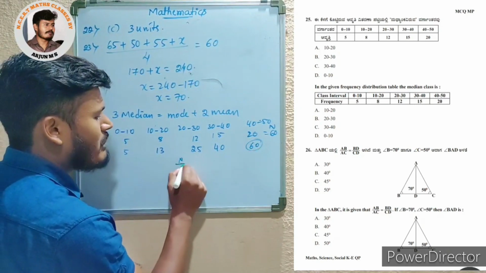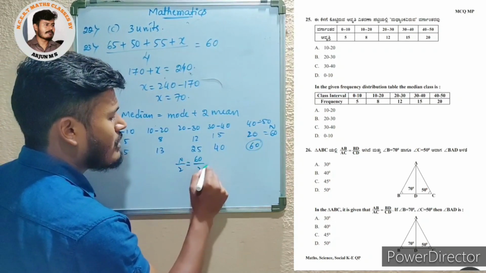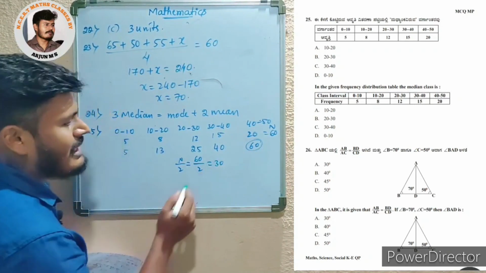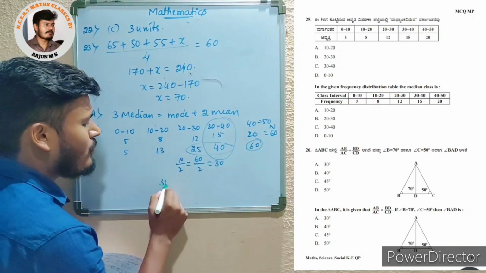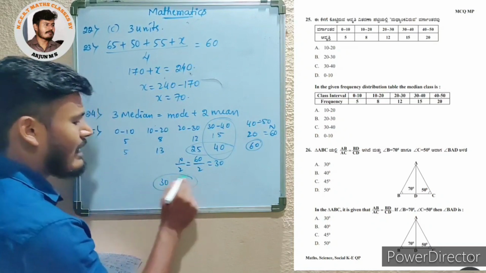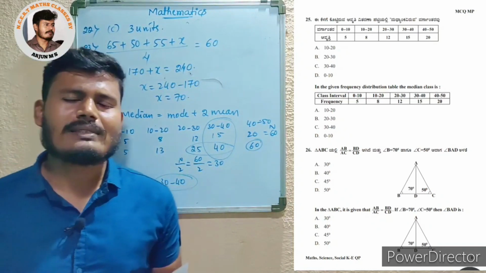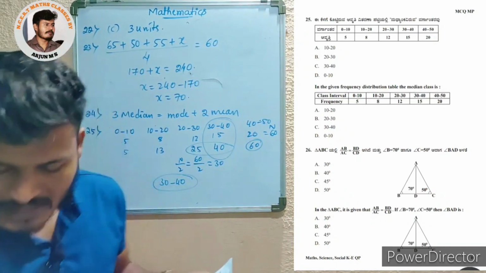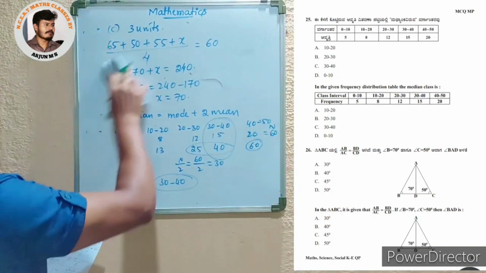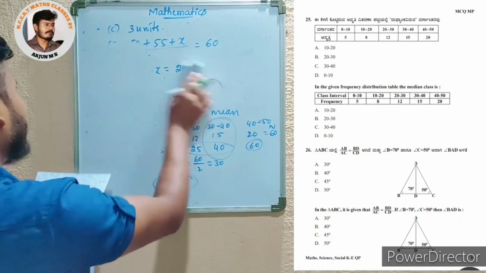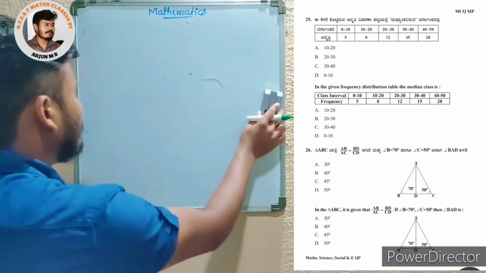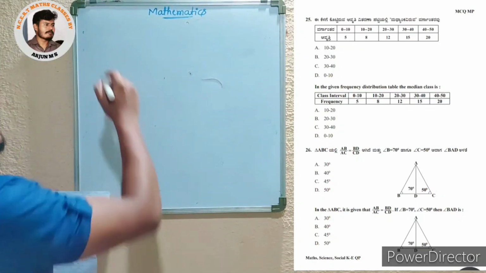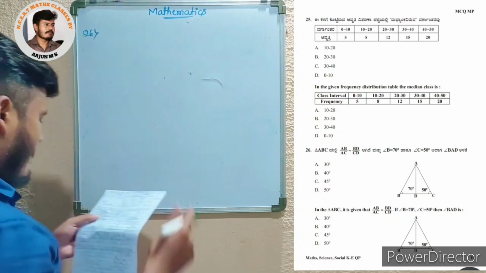Then find the value of n by 2 here. 60 by 2 is equal to 30. So 30 is lying between 25 and 40. That's why 30 to 40 is the median class in this frequency distribution table. So 30 to 40 is the answer. Then we are moving on to the 25th question. Sorry, the 26th, I think. We are moving on to the 26th question.